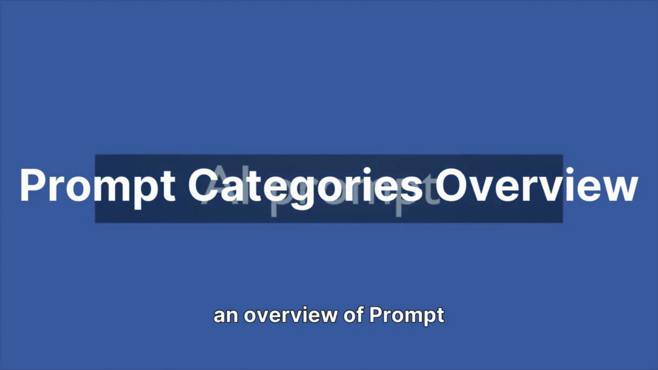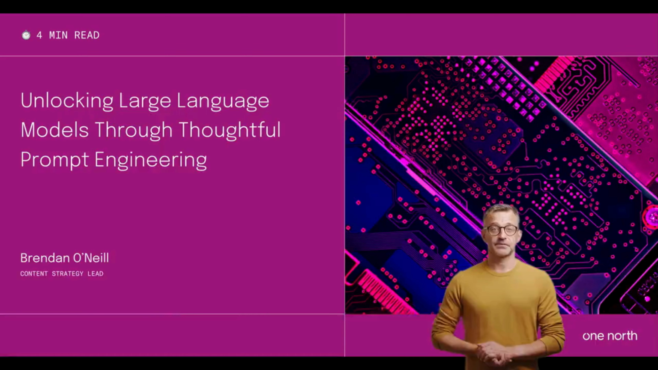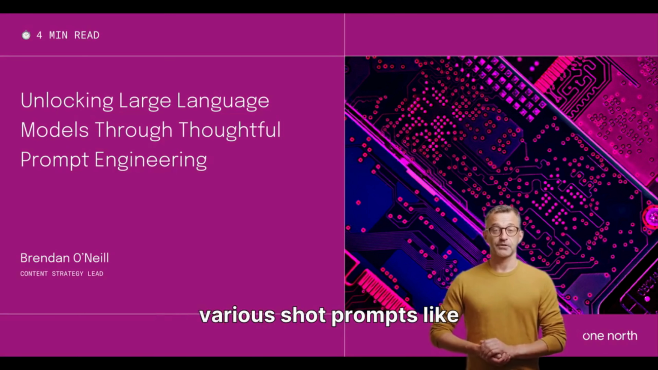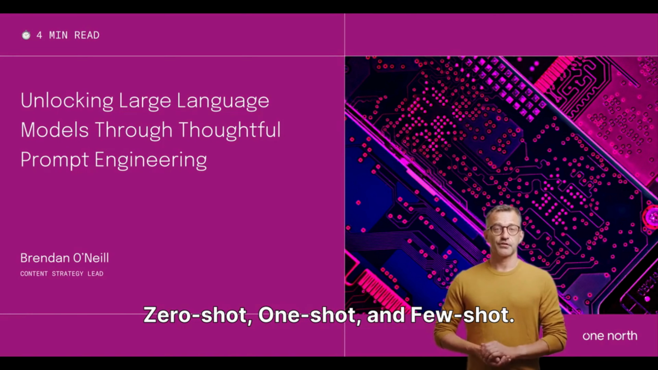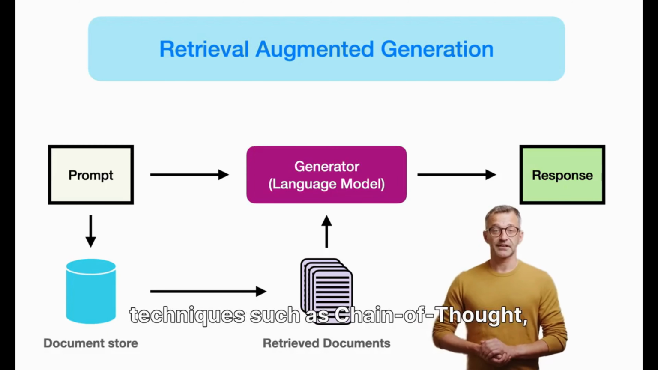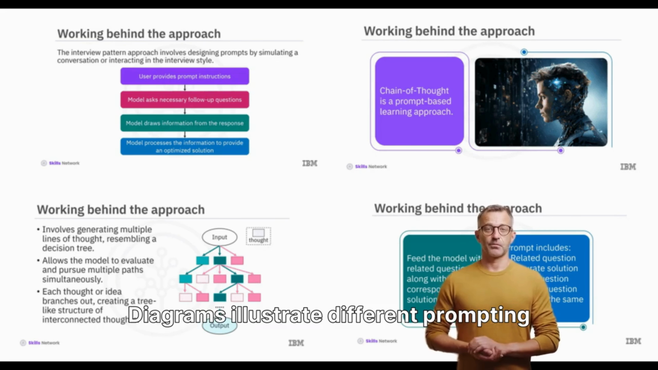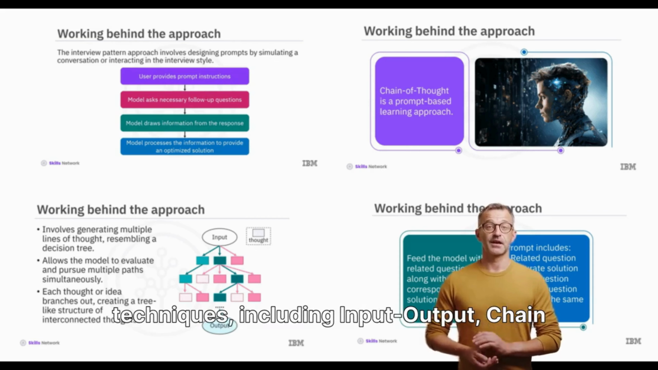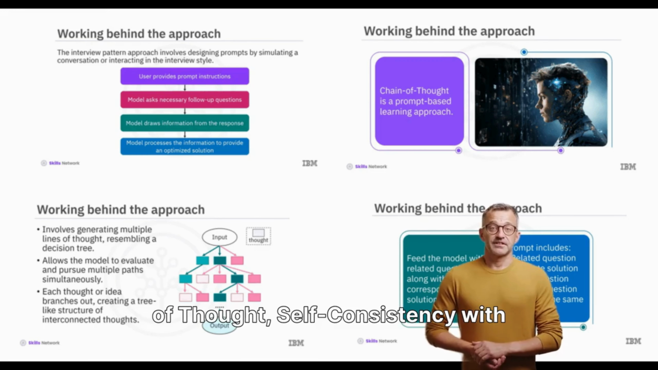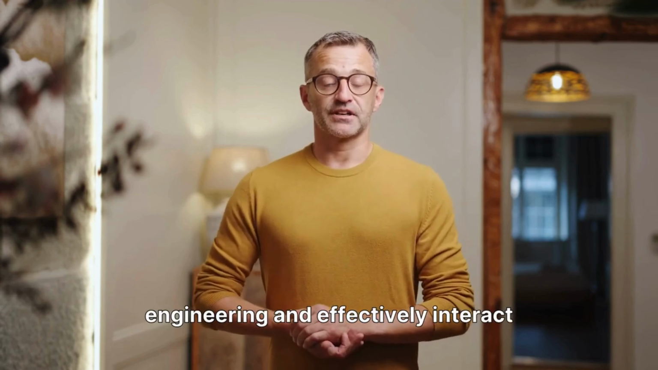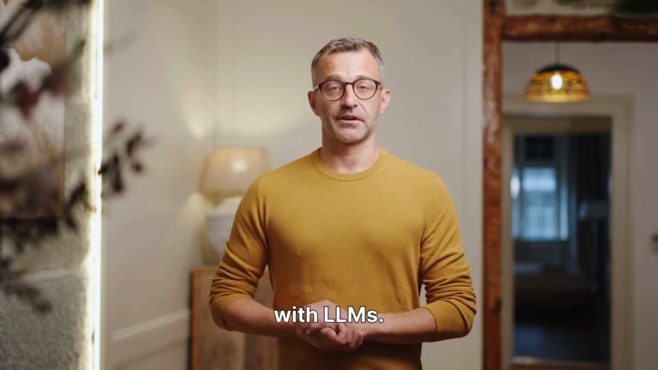Finally, let's look at an overview of prompt categories. These categories include direct instruction, role prompts, and various shot prompts like zero shot, one shot, and few shot. We also cover advanced techniques such as chain of thought, React, RAG, and safety prompts. Diagrams illustrate different prompting techniques, including input-output, chain of thought, self-consistency with COT, and tree of thoughts. This comprehensive program will equip you with the skills to master prompt engineering and effectively interact with LLMs.